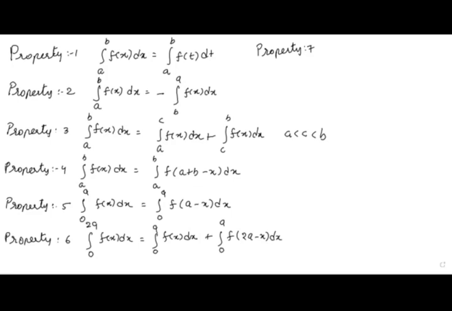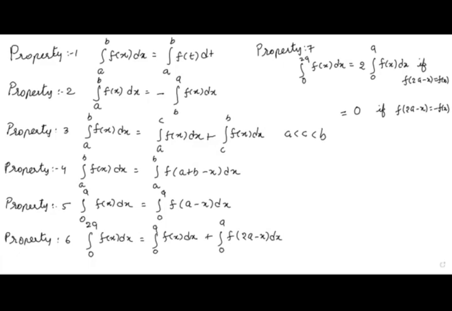Property 7 is stating that 0 to 2a f of x dx can be written as 2 times 0 to a f of x dx if f of 2a minus x is f of x only, and the same can be written as 0 if f of 2a minus x is minus f of x.